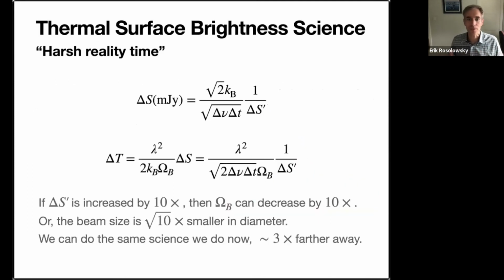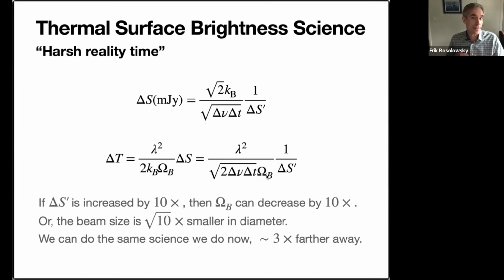So this comes to harsh reality time about thermal surface brightness science. We just can't really get that much. So if we return to this radiometer formula and think about it in terms of thermal fluctuations, what we see here is that the thermal fluctuations depend on the size of the solid angle of the beam, this omega beam.